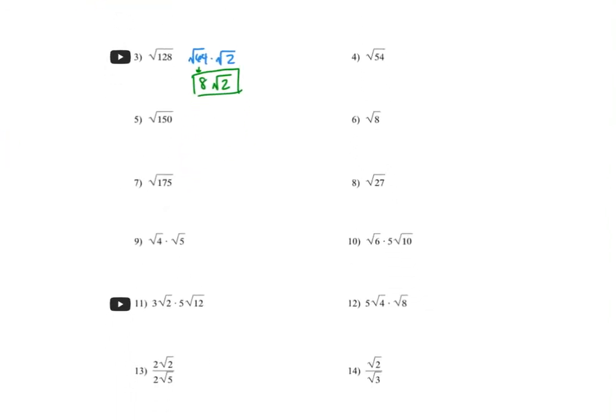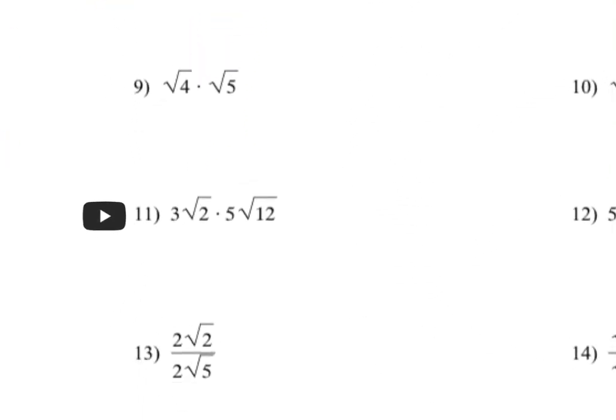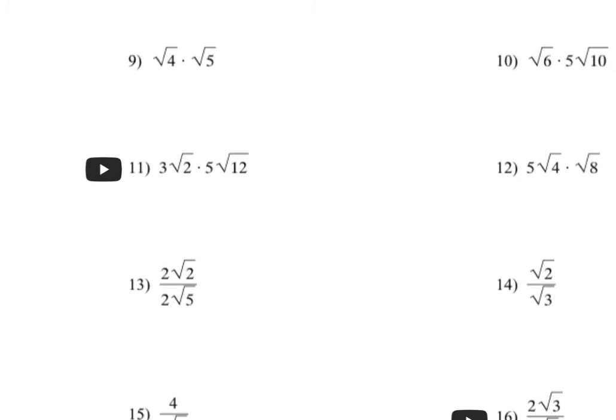Okay, the next one I'm going to do is number 11. So first of all, what I'm going to do is multiply my numbers on the outside. So 3 times 5 is 15. And then I'm going to multiply my numbers under the radical. So 2 times 12 is 24.